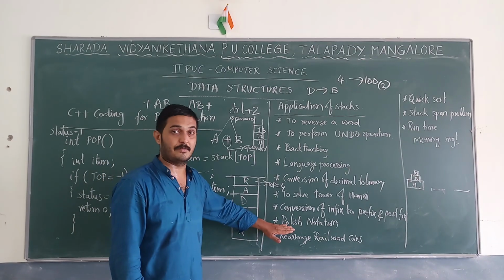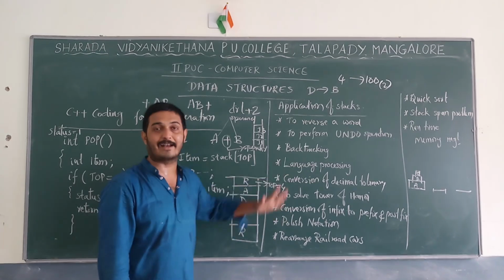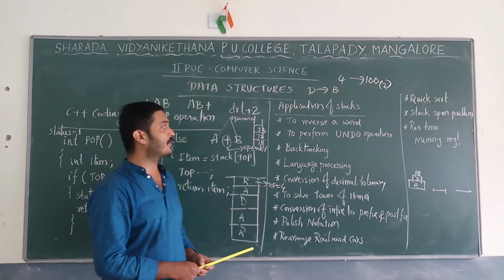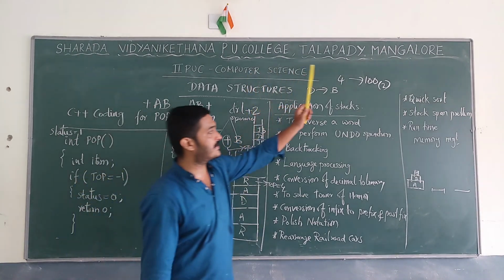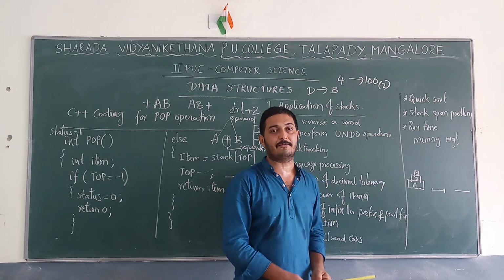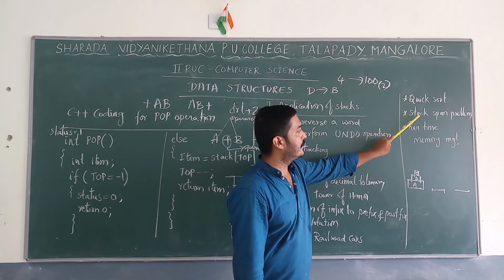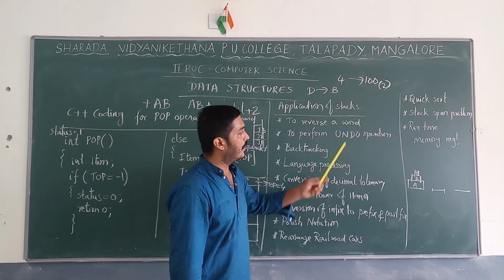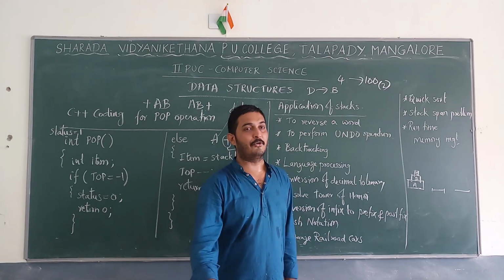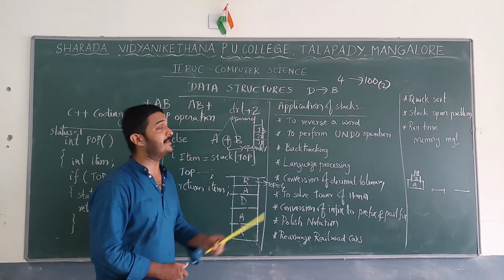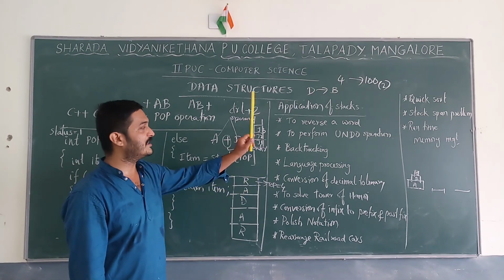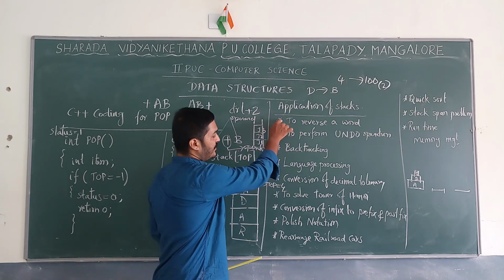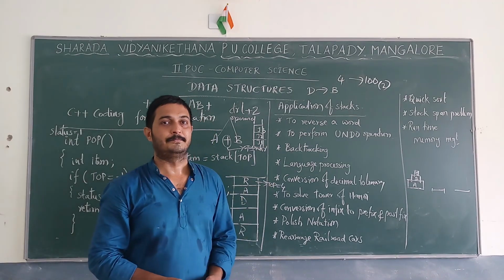Next one is Polish notation. Polish notation comes under language processing. And then rearranging railroad cars, we need a stack. Next, quick sort is one of the sorting techniques. Next point is the stock span problem. And the last one is runtime memory management. These are the applications of stacks, and you can expect this question in your final examination also. It is a 5 marks question, so you just have to mention 5 points.